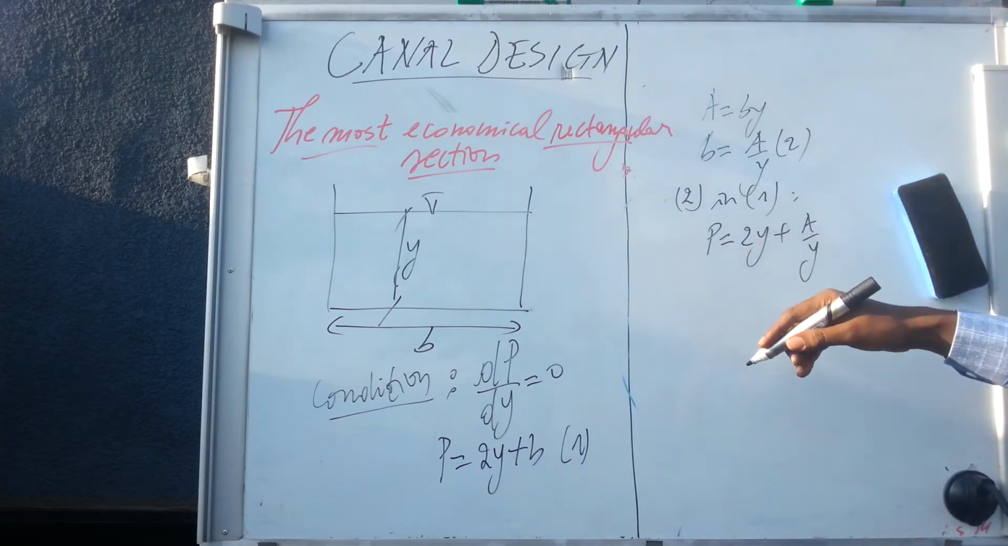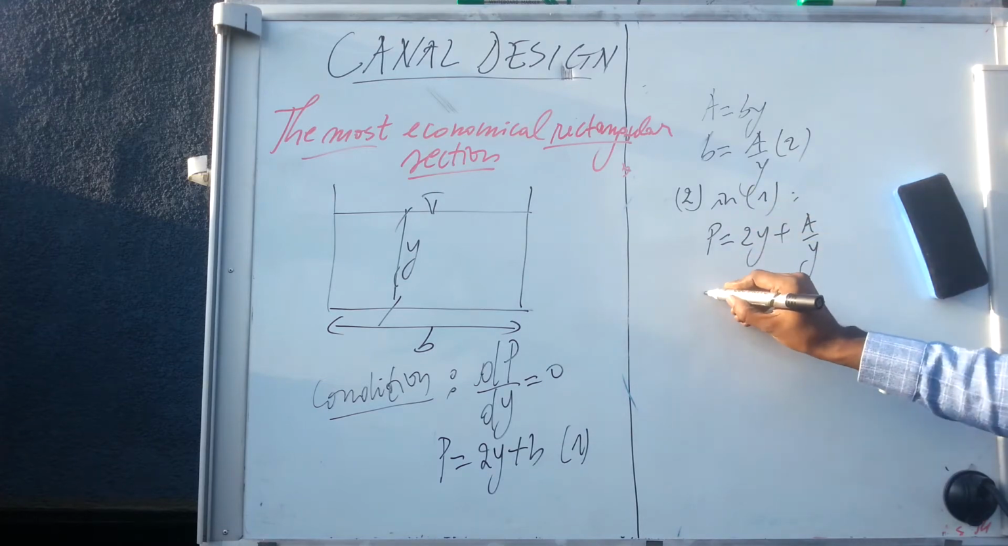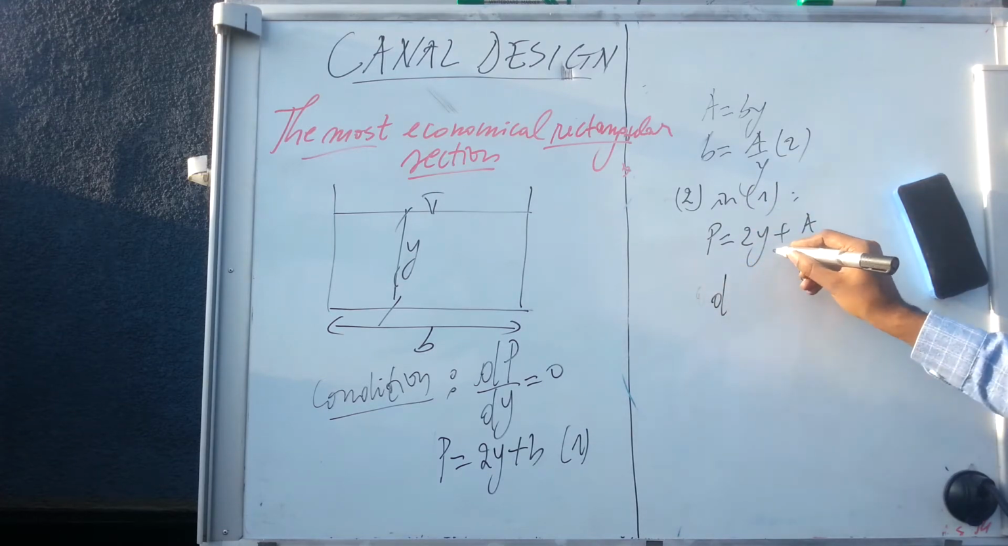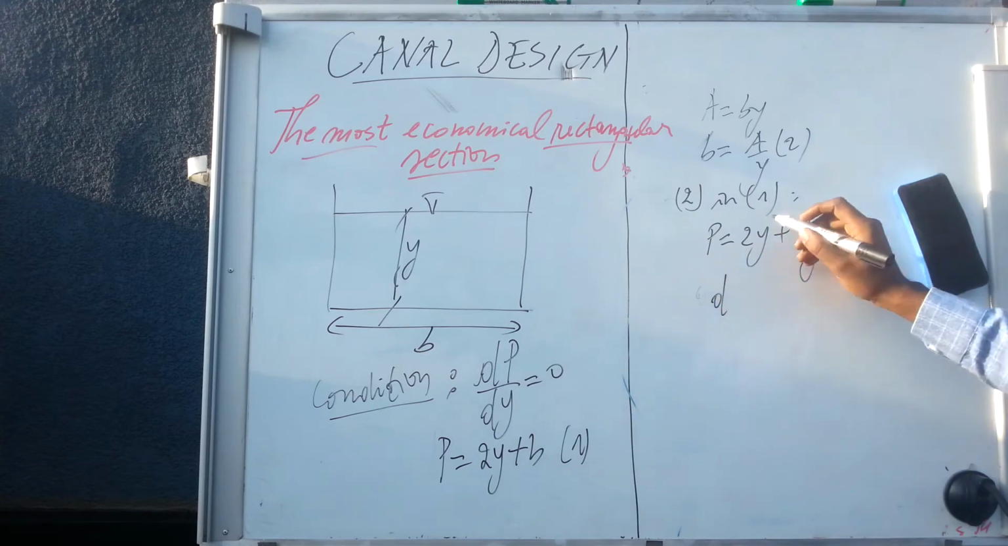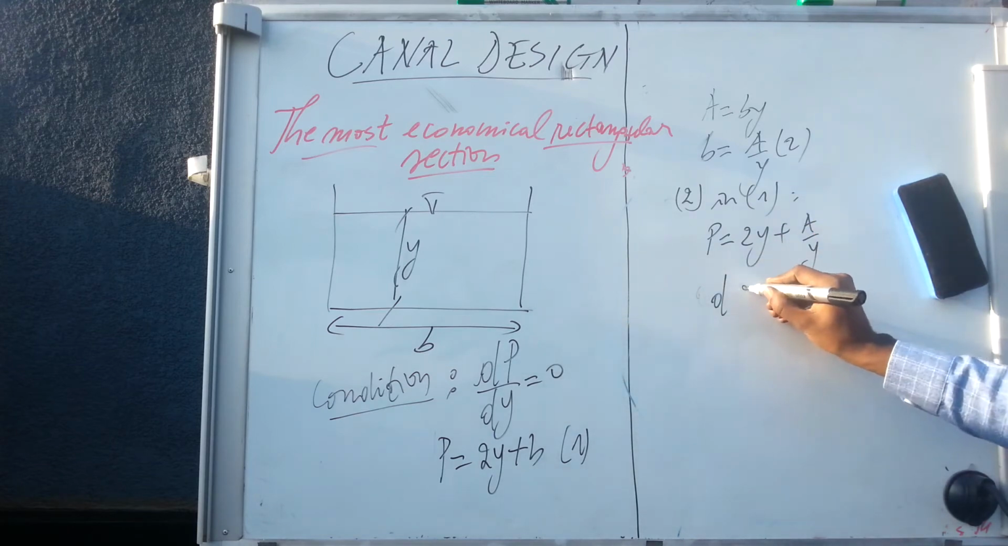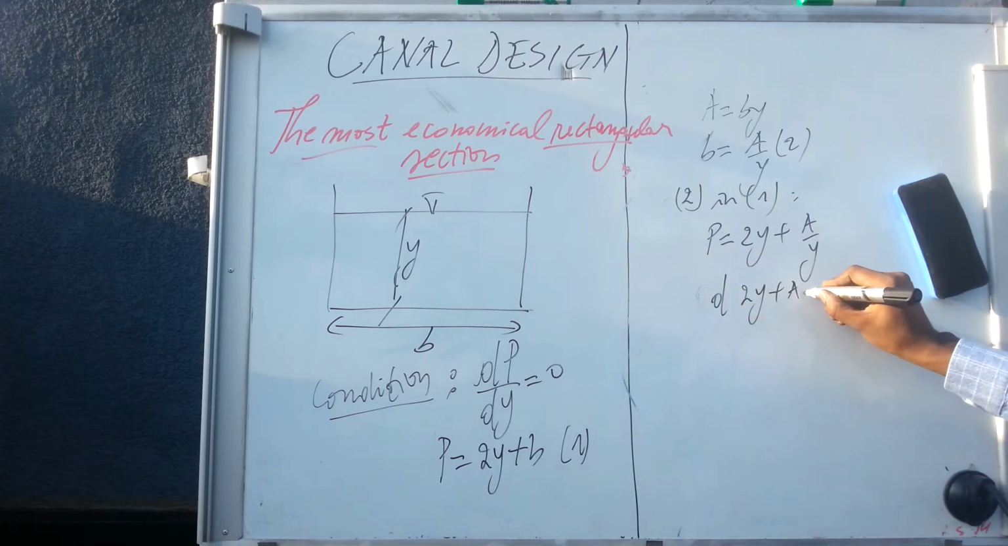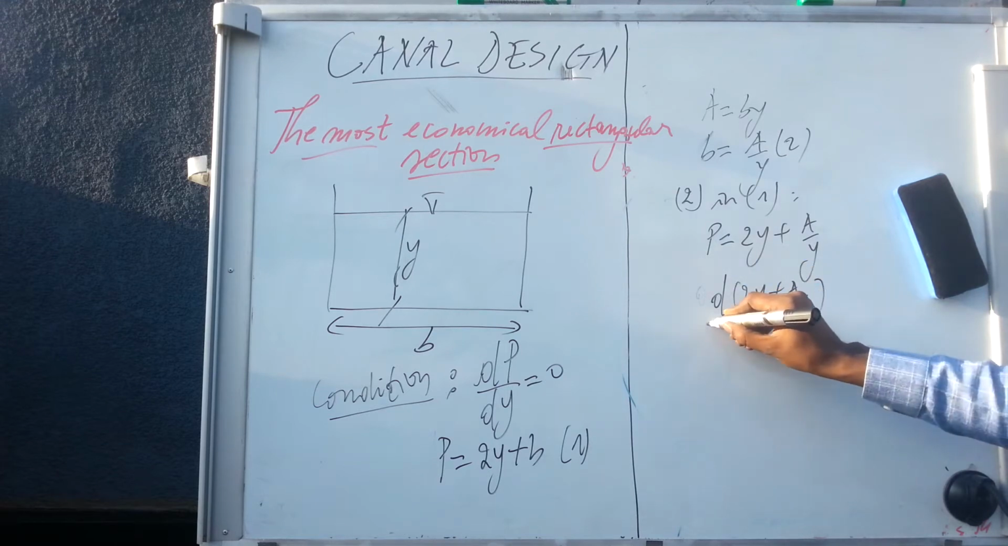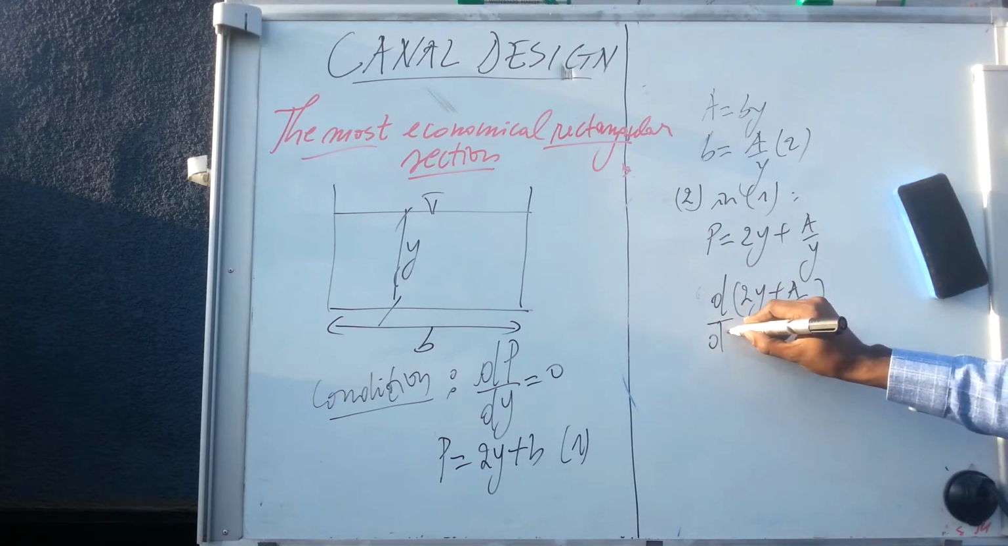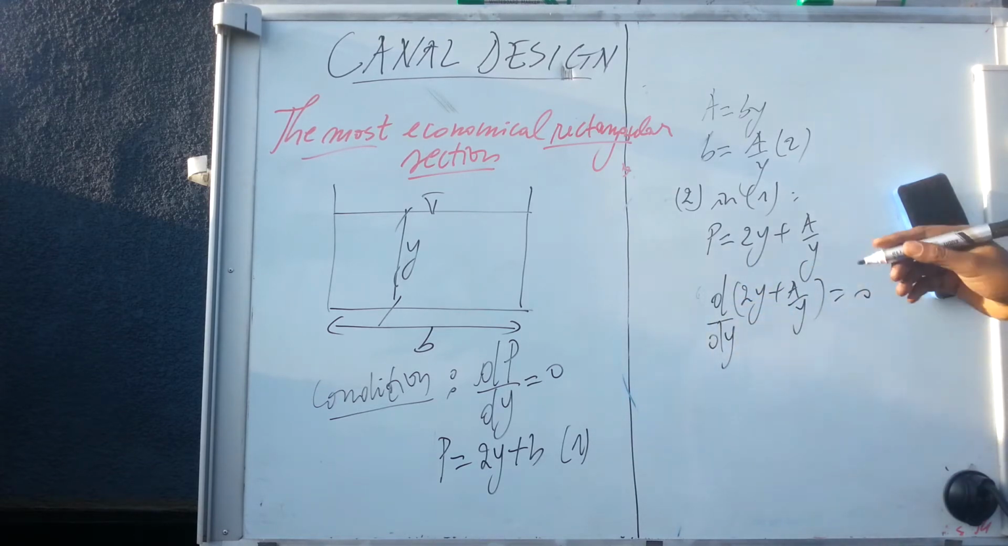So if you take the derivative and equate it to 0, putting P in this, we get the derivative of 2Y plus A over Y with respect to Y. Then if you differentiate, what do we get?